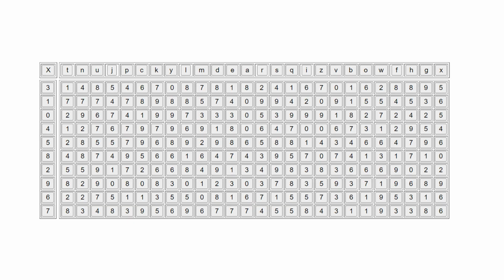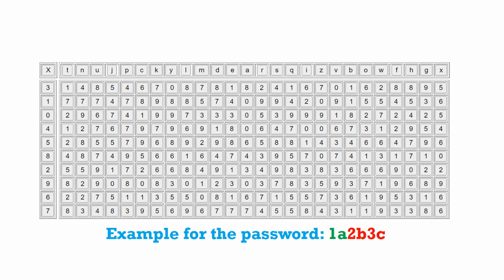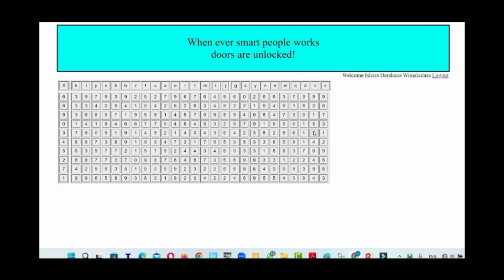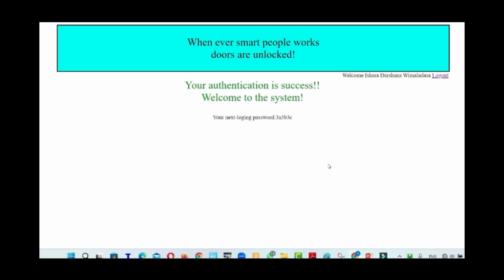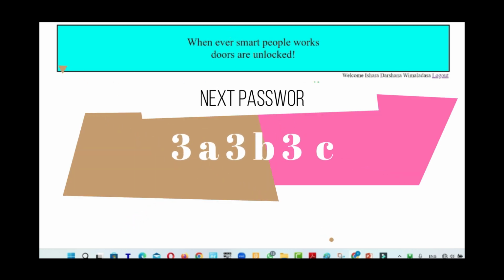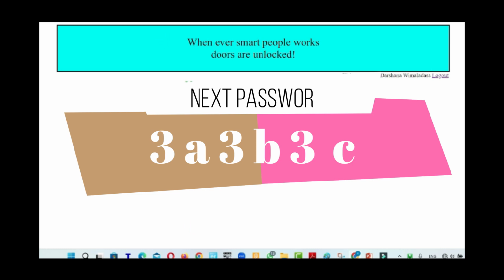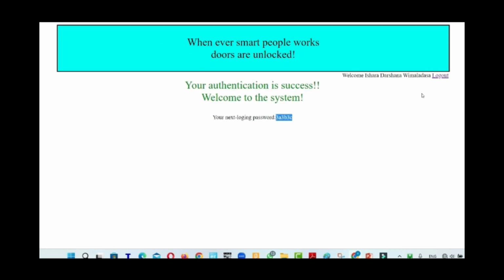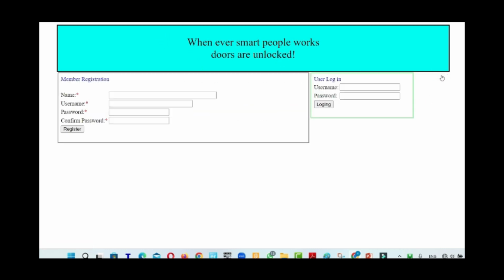Here 1A, 2B, 3C. Now it says your authentication is a success. Welcome to the system. For the next login, I have to submit 3A 3B 3C. Now I can log out from the system.